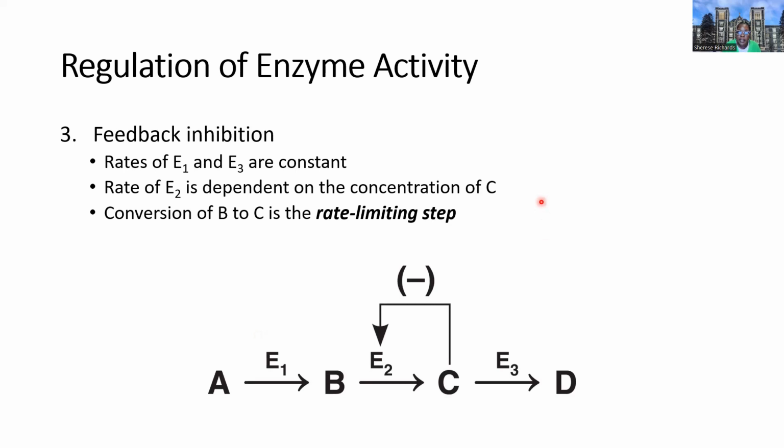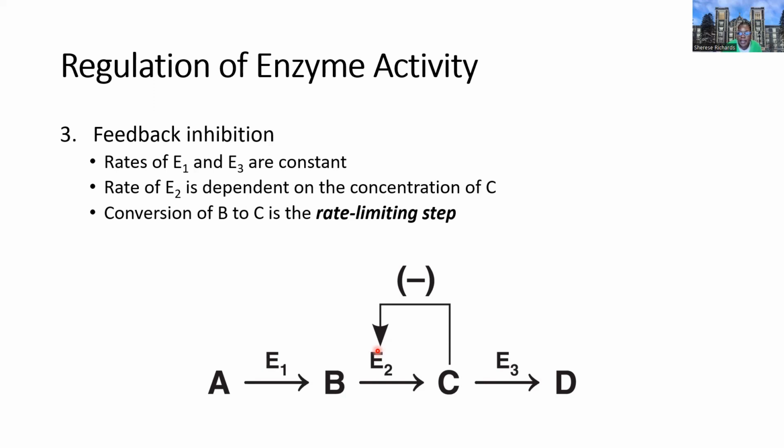This is an example of negative feedback. If we think about the reaction happening here, the rates of enzyme 1 and enzyme 3 are pretty much stable, right? These are not changing. The rate of enzyme 2, however, is dependent on how much of substrate C is present. If we have a lot of substrate C, that is going to deactivate enzyme 2. And it's essentially going to stop the reaction from proceeding because we're building up too much of the substrate C.